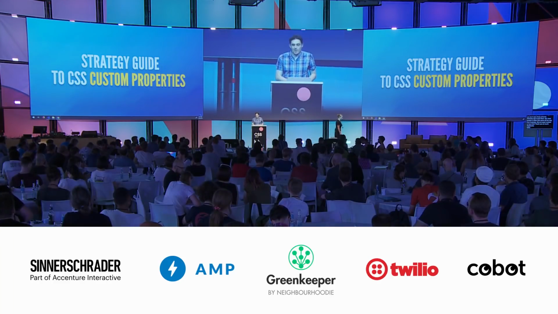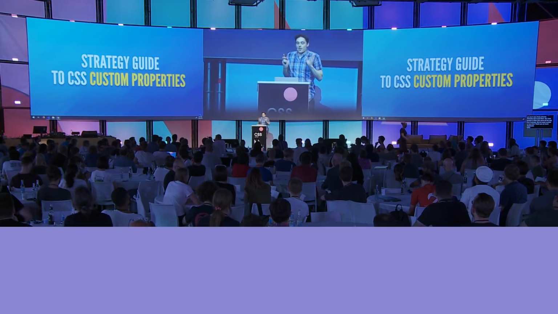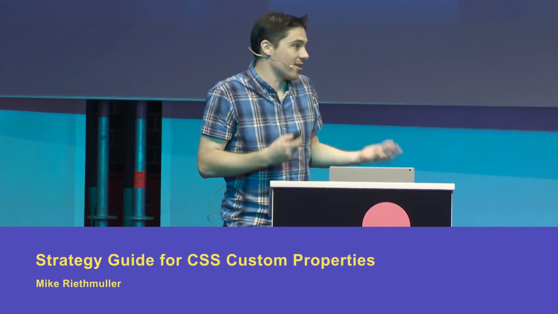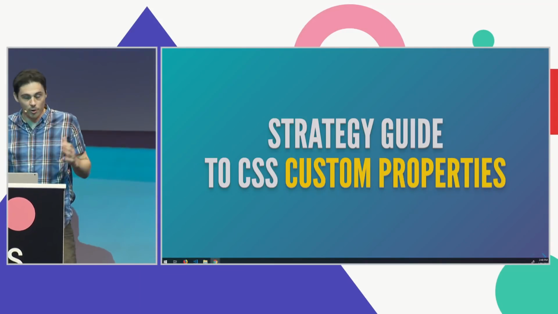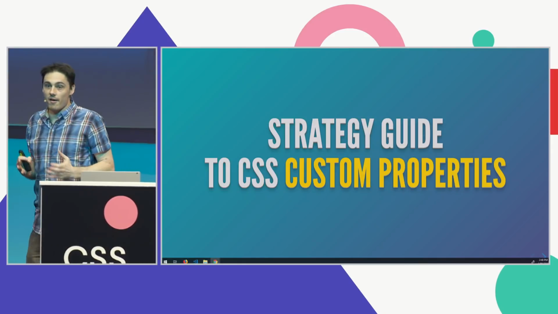Okay, hi everyone. I'm going to dive straight in. Custom properties are now supported in all modern browsers, and this is great. It means that we're starting to see examples of people using them in production, but they're different from variables in preprocessors. And I've already seen a lot of examples where people are using them in a similar way without necessarily considering what specific advantages they have to offer.